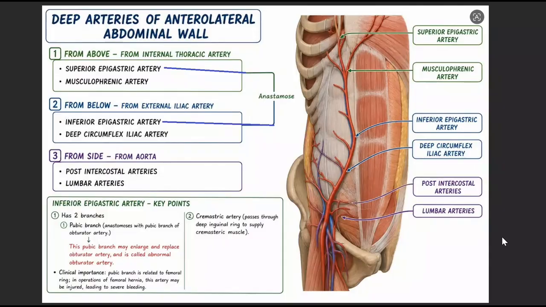Now let's study the 6 deep arteries of the anterolateral abdominal wall. These deep arteries are divided further into 3 categories. Out of these 6 deep arteries, 2 are coming from above, 2 arteries are coming from below, and 2 arteries are coming from the side. Now let's start with the ones from above.